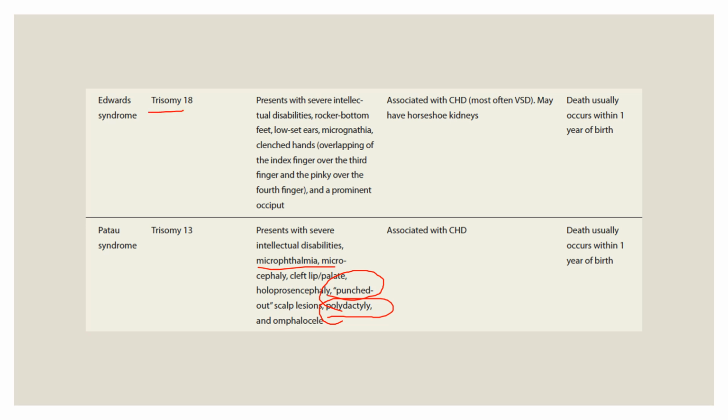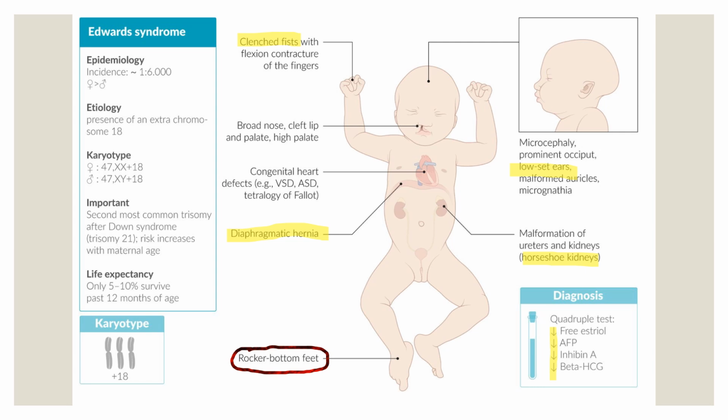Edward is trisomy 18, again intellectual disability, rocker bottom feet, low set ears, micrognathia, clenched hands with overlapping of index finger over third finger and pinky over the fourth finger, and a prominent occiput. Okay, they may have horseshoe kidney also seen in Turner syndrome. Again, I've added more slides so that the terms will get fixed. Okay, clenched fist, diaphragmatic hernia can be there.